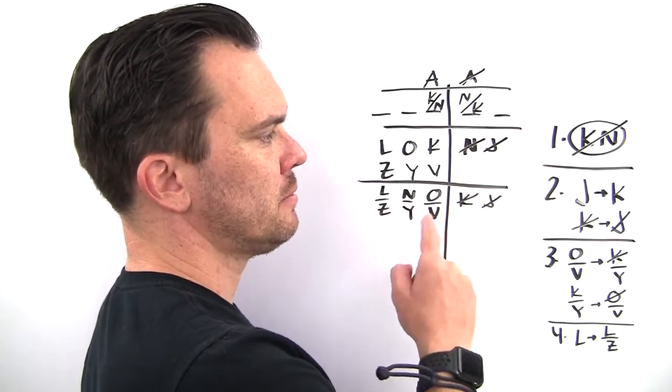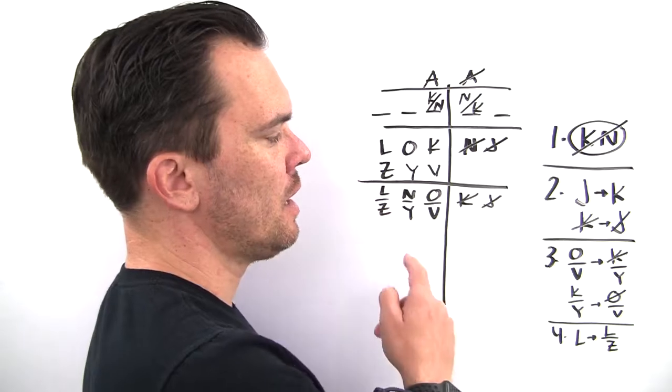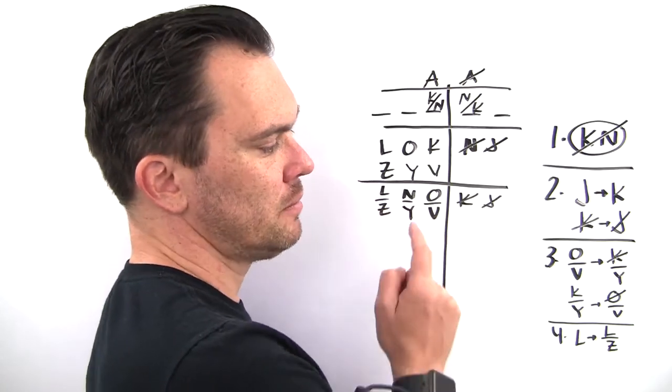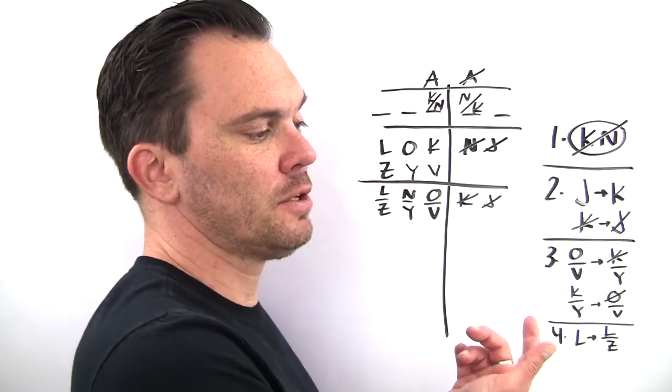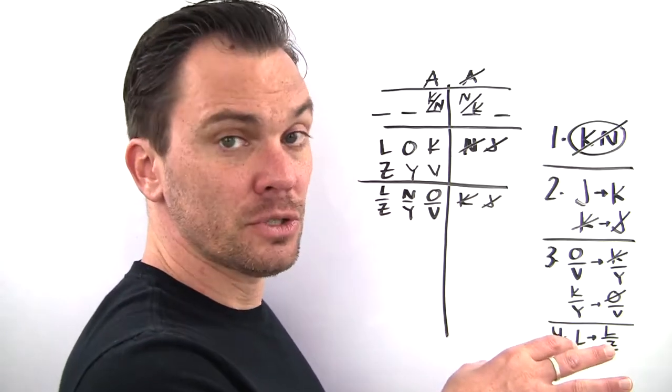K and N are split. We don't have K, so we don't have J. O is at V, so K is not at Yemen, and L is at Zambia. This follows our rules, it's not a problem. Any of these others, though, is going to run into a problem.